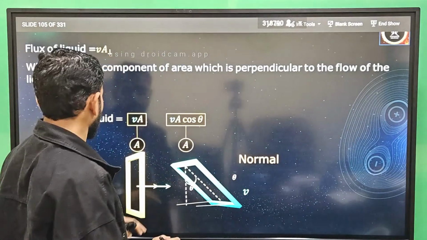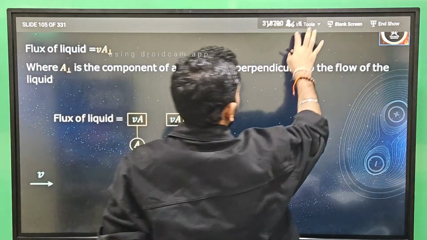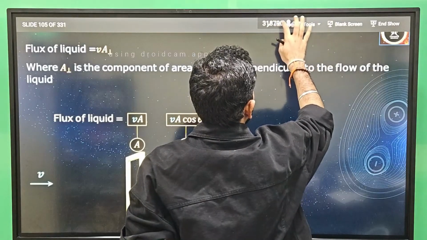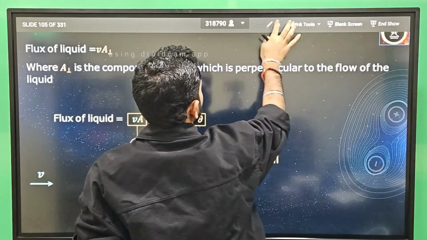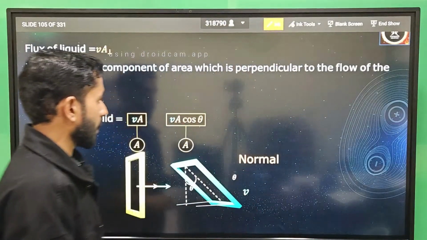I think again some glitch is coming. We have to take this pen. Okay, we'll manage with this pen.